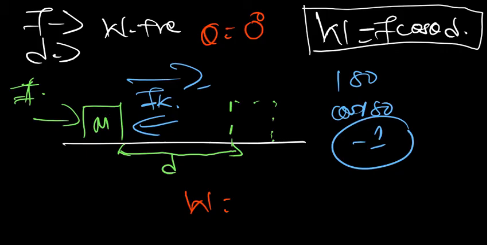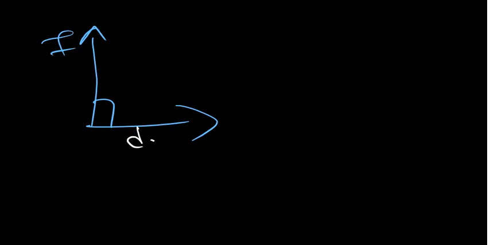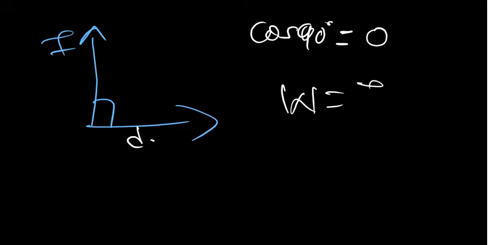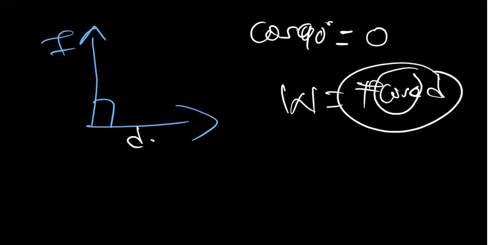Now, what if these two are moving perpendicular to each other? Let's have the force there and the displacement in this direction. We can see that the angle for this force is going to be 90. So if you do cos 90, you are going to get 0. Even if you say the work done is F cos theta times D, cos 90 is 0, and 0 times everything is 0. That is a very simple principle which you have to understand. Does that make sense?